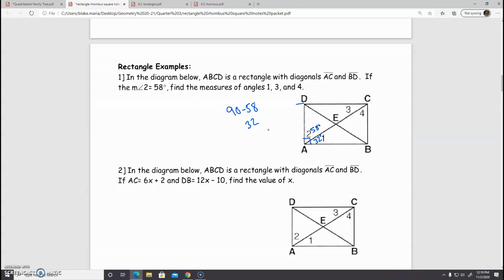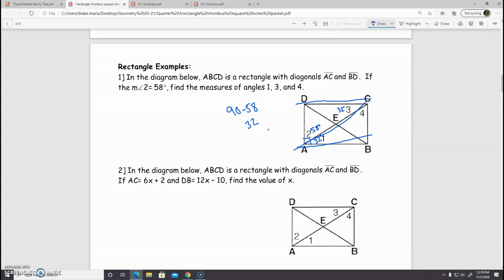And then remember, parallel lines, I cannot draw, I'm sorry, cut by a transversal, alternate interior angles are equal. So angle 3 is 32. And then angle 4 is 58, alternate interior angles. And that's all of them.